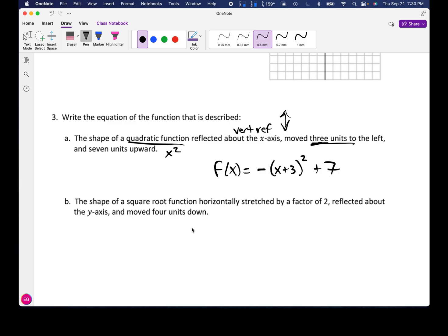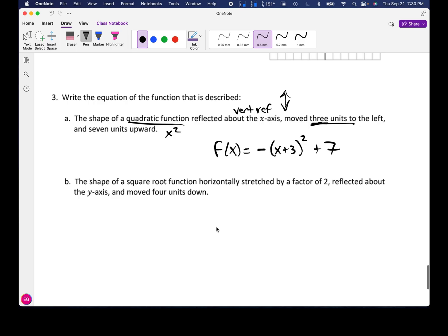All right, if you want to try B, you totally can. It's the square root. Same idea, you just got to pay attention. It has a horizontal stretch. That's a little bit harder, but I think you got it.